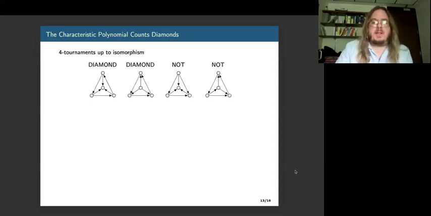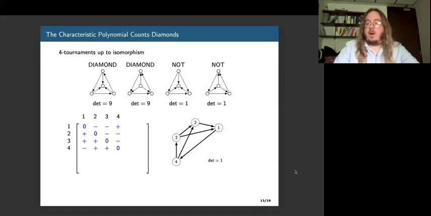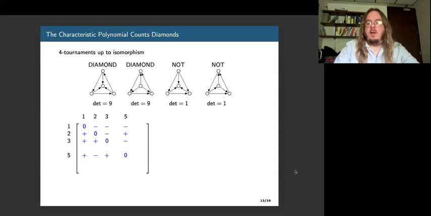Now what's useful for me, as somebody who likes linear algebra, is that I can completely separate these 2 classes by the determinant of the matrix that corresponds to them. So diamonds have determinant 9 of that matrix, and the other ones have determinant 1. What that means for me is that I can look at my original matrix G, this Gram matrix that I had, and I can look at just a 4x4 principal submatrix. Now this will correspond to a 4-tournament, a subgraph of the graph that this whole thing corresponds to. And all I have to do is check its determinant to figure out if it's a diamond or not. In this case, the determinant is 1, so I know that this is not a diamond. Now I can check another principal submatrix and check its determinant. In this case, it's 9. So this is a diamond.